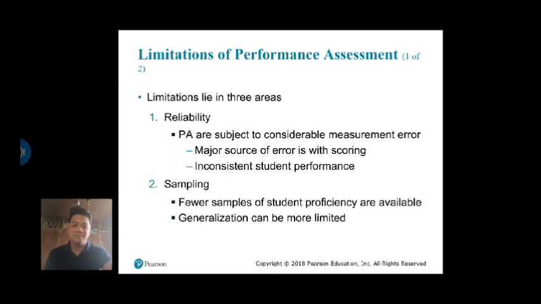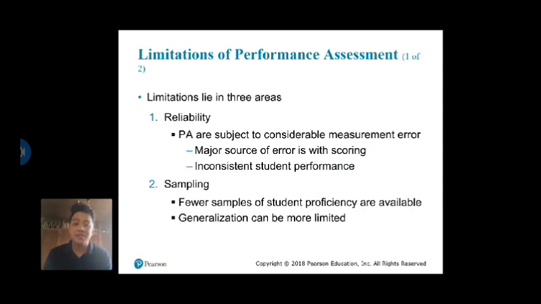Next slide. On the other hand, here are limitations of performance assessment as well. So limitations lie in three areas. First is reliability. PA are subject to considerable measurement error. Major source of error is with scoring, inconsistent student performance. Second is sampling. Fewer samples of student proficiency are available.